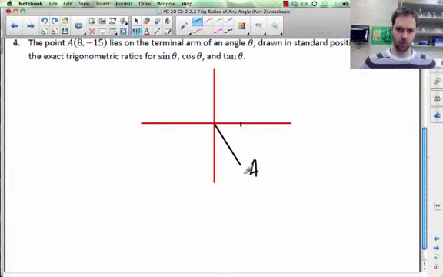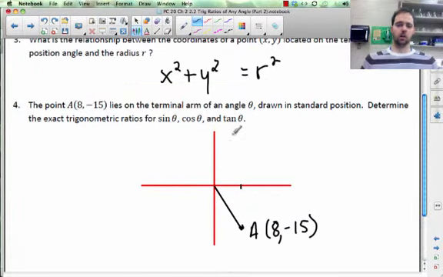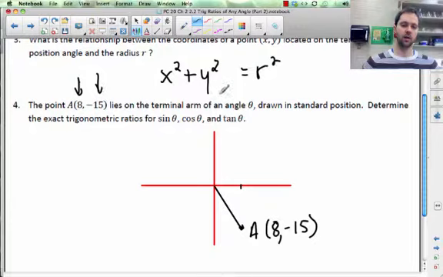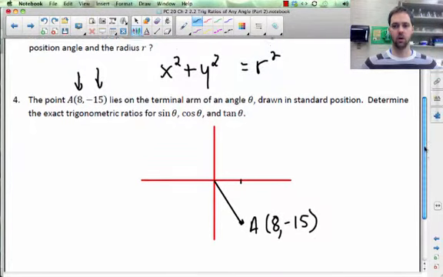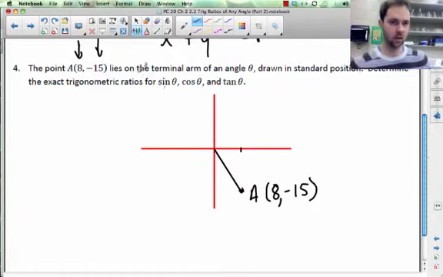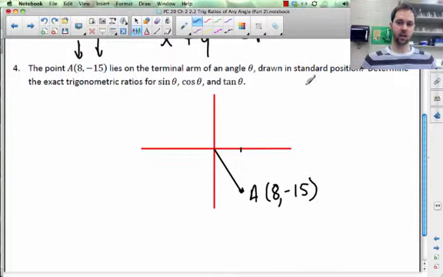Okay, this is point A. This is at 8 and minus 15. Now we knew it had to be quadrant 4 because x was positive and y was negative. There's only one place that can occur, and that's quadrant 4. So we want to find the exact trig ratios for all of these things. And we have the x and y value.